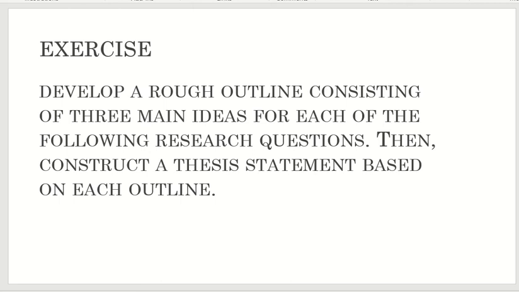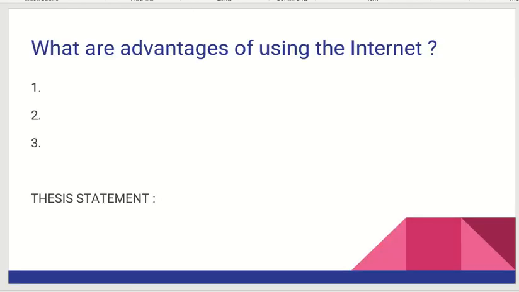Develop a rough outline consisting of 3 main ideas for each of the following research questions. Then construct a thesis statement based on each outline. For example, the first one, you have to think of the advantages of using the internet. So what are the advantages of using the internet? Your first idea is something, your second idea is something, your third idea is something. And combine them together, it is your thesis statement.